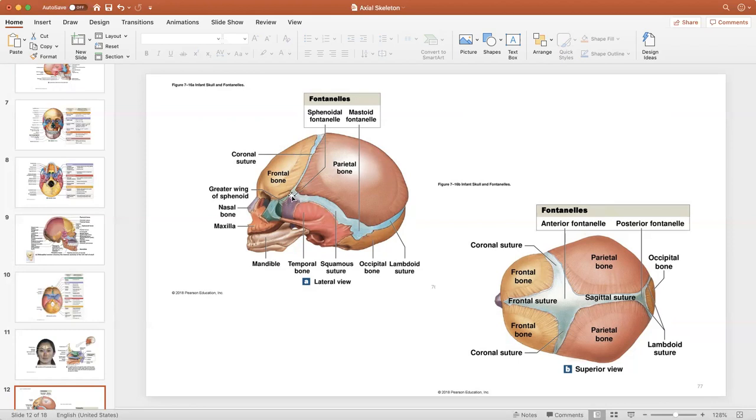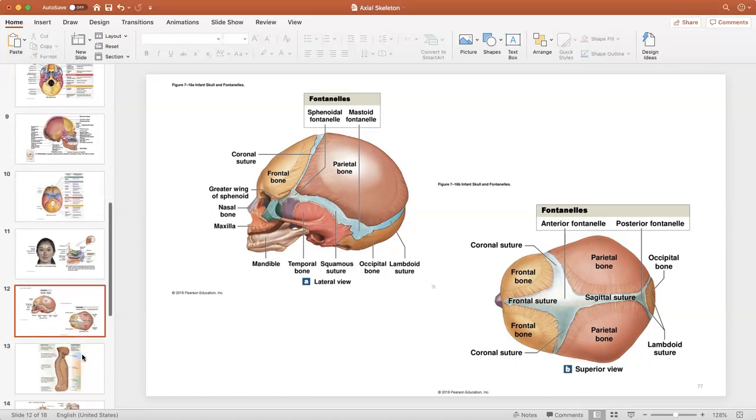But they have different fontanelles. There's the anterior fontanelle and the posterior fontanelle, which are larger areas where different sutures meet. So there's a big soft spot, the fontanelle: anterior, posterior, and then the sphenoidal fontanelle near the sphenoid, and the mastoid fontanelle by the mastoid process. So you should be familiar with those.